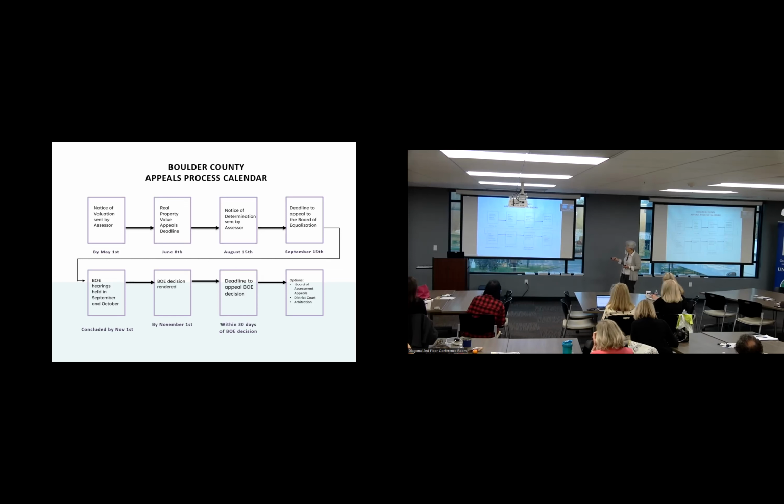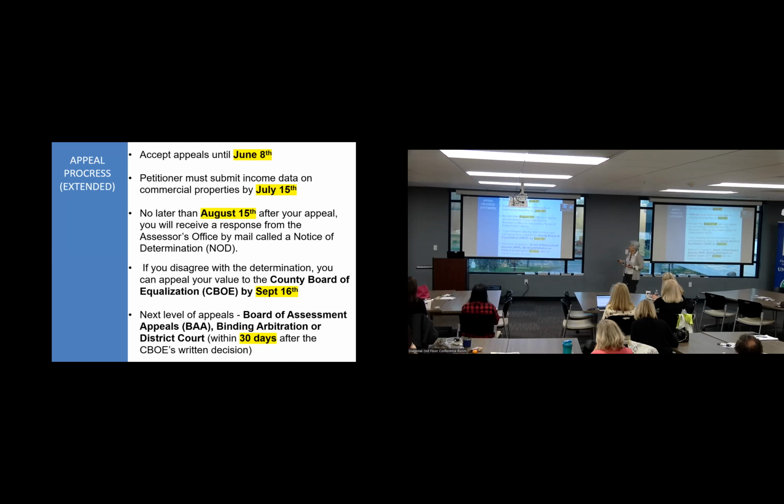You're before a judge. So that's the basic schedule for the calendar for appeals. So this is just a quick overview. We accept appeals to end of day June 8th. If you are appealing a commercial property that's income producing, there is a requirement to supply us with income information by July 15th so that we understand, because with commercial properties, we are required to look at market, cost and income methodologies in evaluation, and we don't generally get income information in an appeal. So if they can send that to us by the 15th, it helps us get the value right.